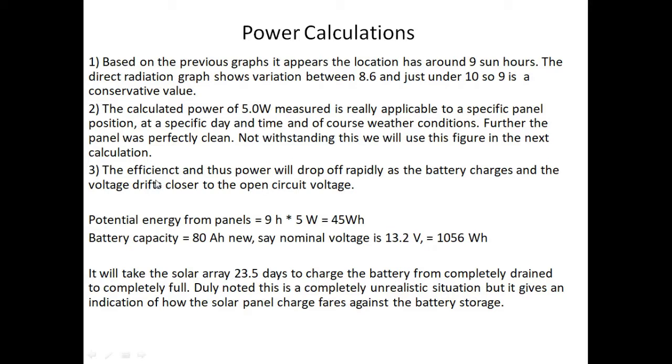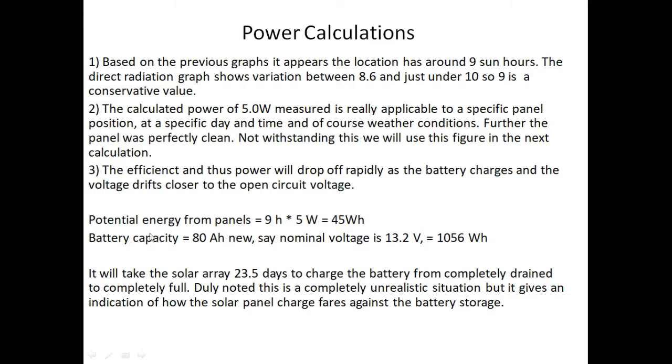The thing about it is also the efficiency, and this is spelled wrongly. The efficiency, and that's the power drop. The power will drop off rapidly as the battery charges. That's because the voltage will drift closer to the open circuit voltage. And if you recall, the efficiency curve with respect to the MPP, as we drift above 12.24, the efficiency drops off very quickly. So this efficiency will go very quickly.